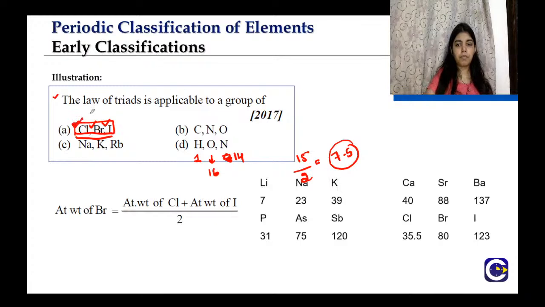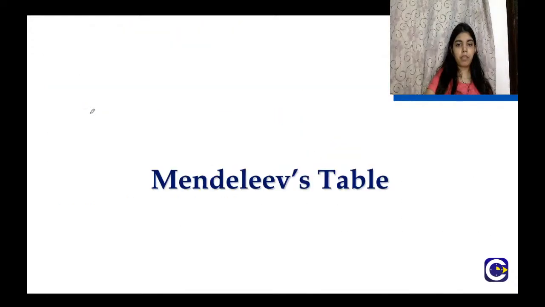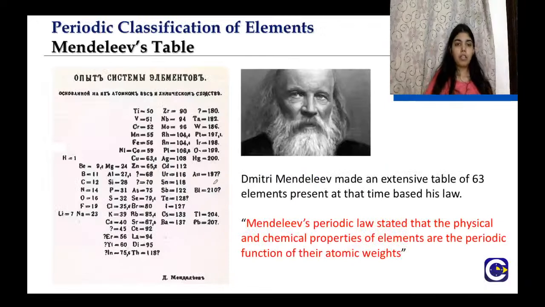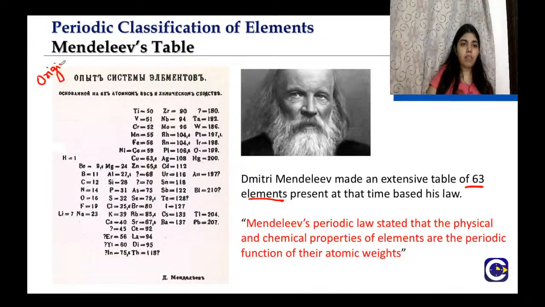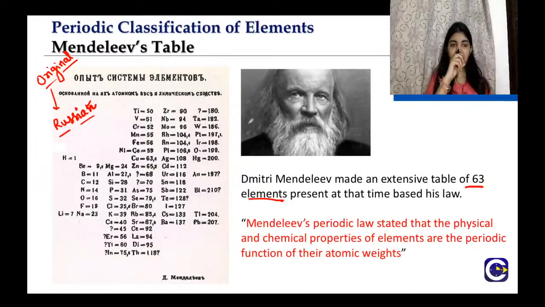Next, we will do the Mendeleev's table, right? So after Lothar Meyer, basically Mendeleev's periodic table we will study. His full name was Dmitri Mendeleev, basically, right? He made an extensive table of 63 elements, right? And basically this is the original table that was proposed by Mendeleev. This was the original table, right? Which was written in Russian. So the NCERTs are containing that periodic table which are a little bit modified.